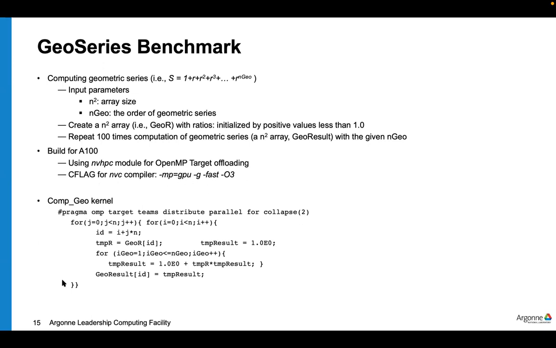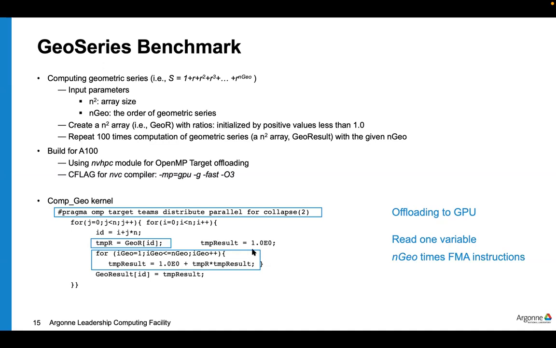And then this is the main part of the compute geometric series kernel. I use OpenMP target offloading. Using the OMP target pragma, I offload this kernel to the A100 GPU. This for loop is over the different components, the n square array components, and for each component we read one variable, the ratio, and then we repeat this FMA instruction NGU times. In order to compute this geometric series, the kernel just repeats this process.